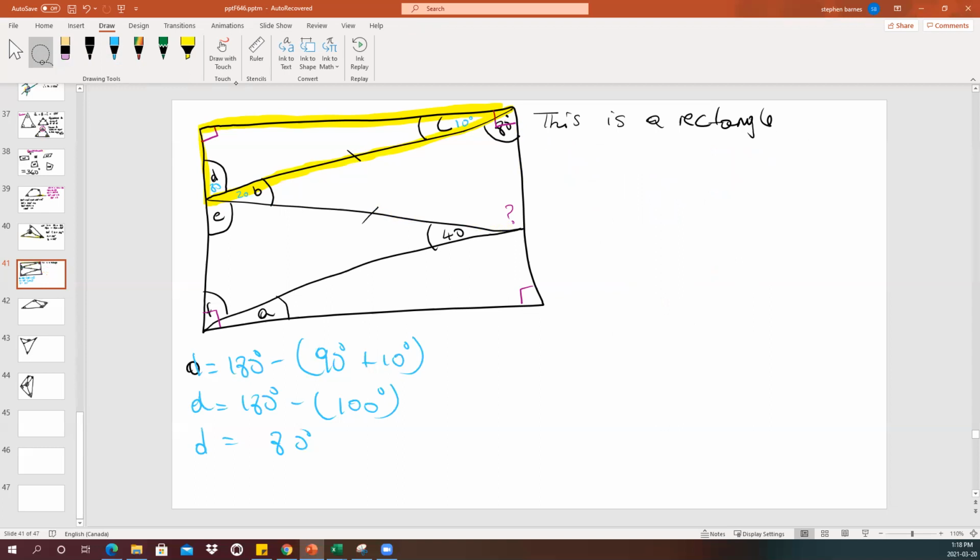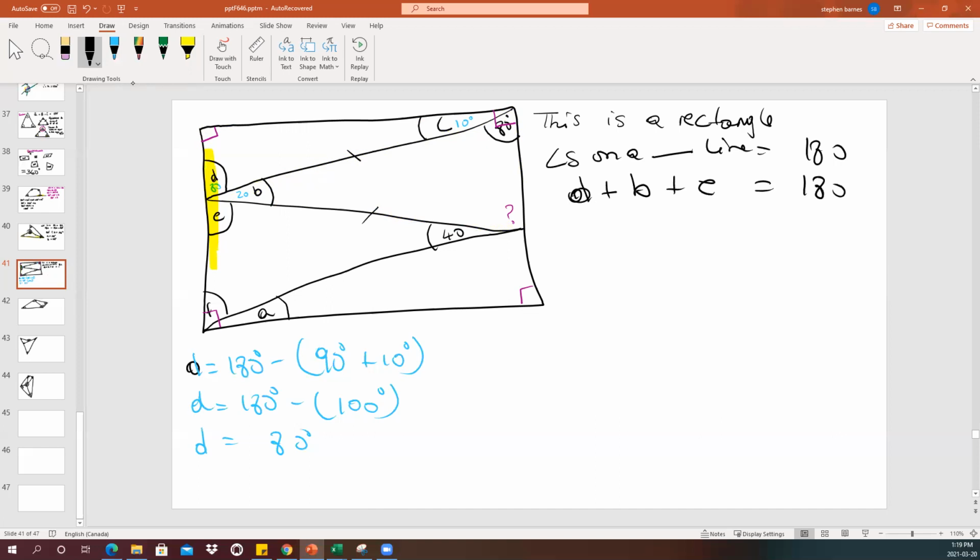All right, so let's go ahead and now work E. Where is E? E is right here. So I am going to work E on a straight line, as angles on a straight line. So this is what that straight line is. That straight line is all these angles right here. So angles on a straight line is equal to 180. That means D plus B plus E is going to equal 180.